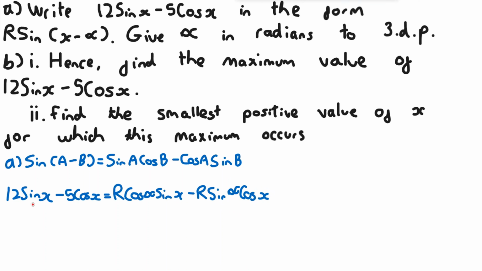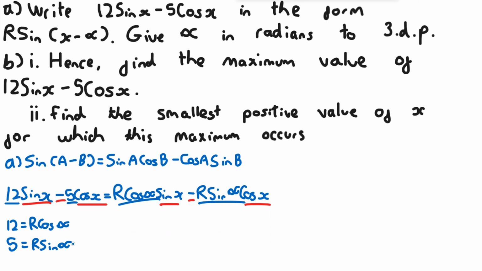And then again we can see this sin x and cos x here, and the sin x and cos x here as well. So therefore 12 is equal to r cos of alpha, and 5 is equal to r sin of alpha. Okay, we can figure out r, because remember that r is equal to the square root of a squared plus b squared, where a and b are the two coefficients of sin and cos. So therefore r is equal to the square root of 12 squared plus 5 squared, which if you put into your calculator is equal to 13.